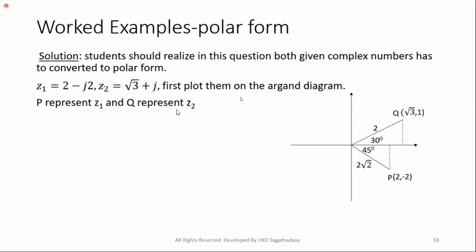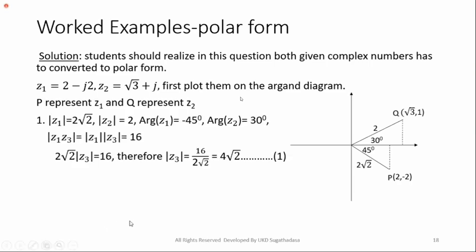Then again the modular values are 2 and square root of 2, the argument of one is 30, the other one is minus 45. See how they measure the argument. One is plus 30, the other one is minus 45. See the values on the screen, you see. Modulus of Z1 is 2 square root of 2, modulus of Z2 is 2. Argument of Z1 is minus 45, since Z1 is 2 minus j2, right? Argument of Z2 is 30.